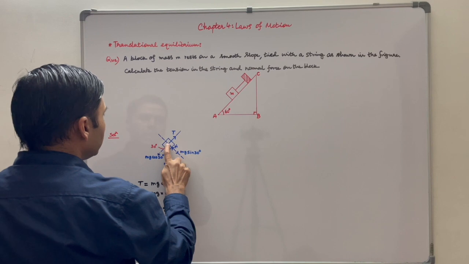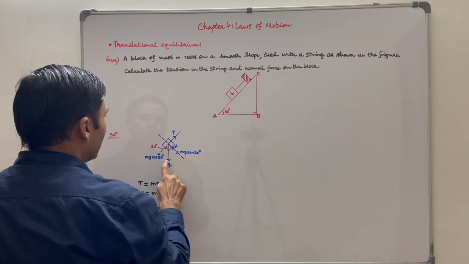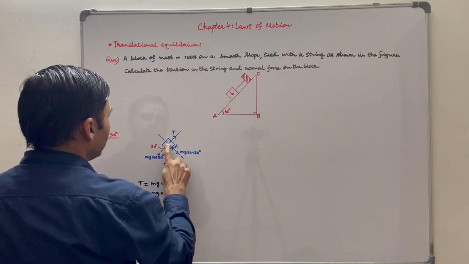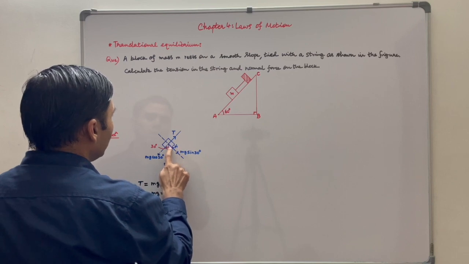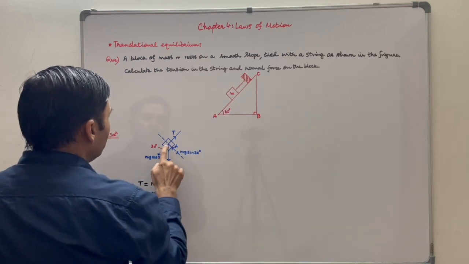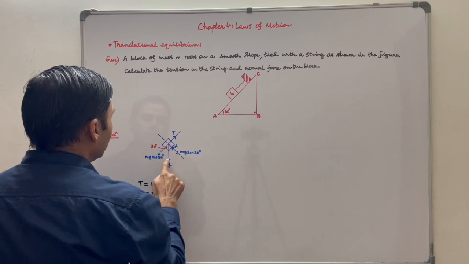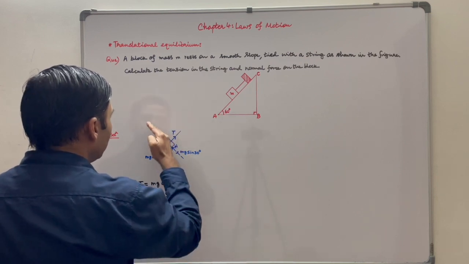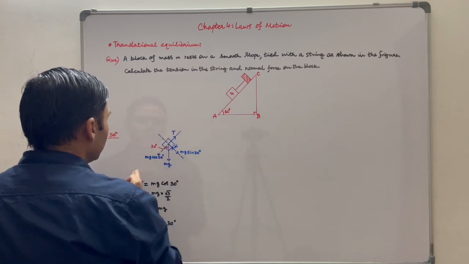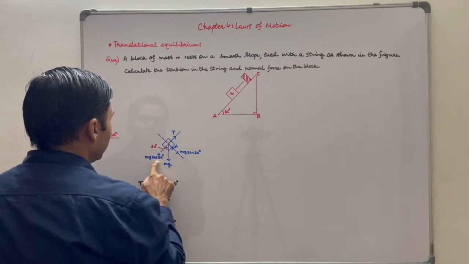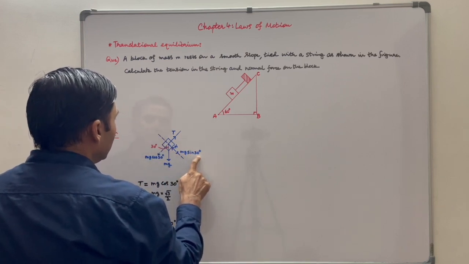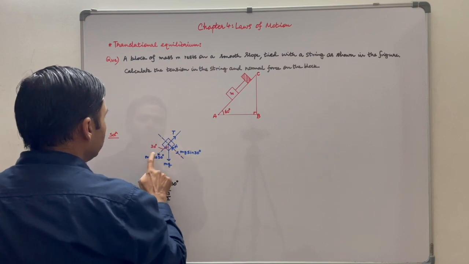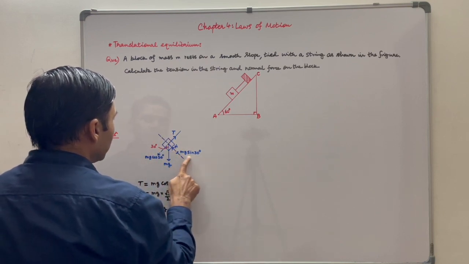Weight of this block is mg that works vertically downwards at its geometrical center. Tension force T works on this block because of the string. Normal reaction N works on this block because of the slope. We will resolve mg into two components, one along the slope, another perpendicular to the slope. So the along-the-slope component will be mg cos 30 degrees and the perpendicular-to-the-slope component will be mg sin 30. Now we will equate T with mg cos 30 and N with mg sin 30.